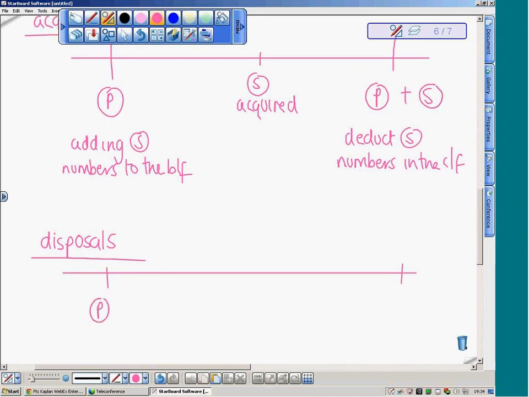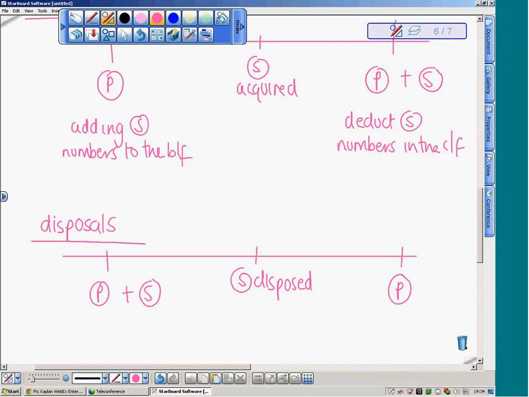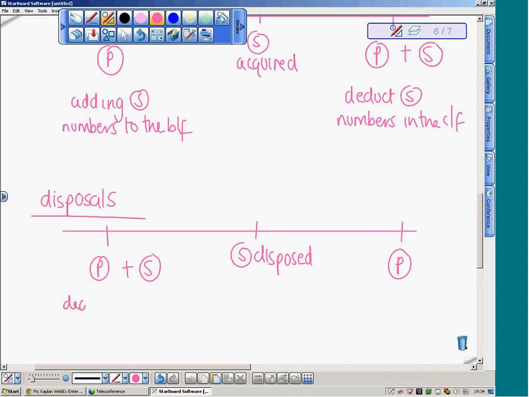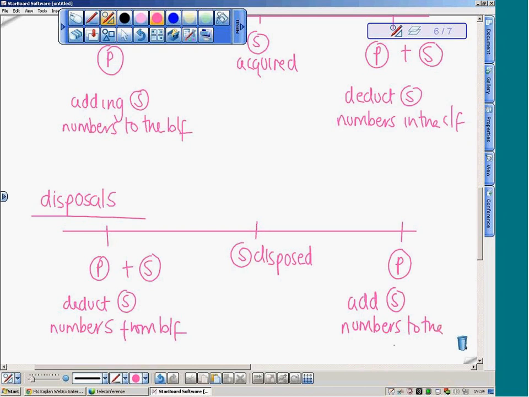So at the start of the year, you had P and S, and then you say S was disposed. So at the year end, you're only left with P. Two ways you can deal with the numbers: you either deduct S's numbers carried forward, or you can add S's numbers to the carry forward. Whichever way you play it, you'll get the same net answer.